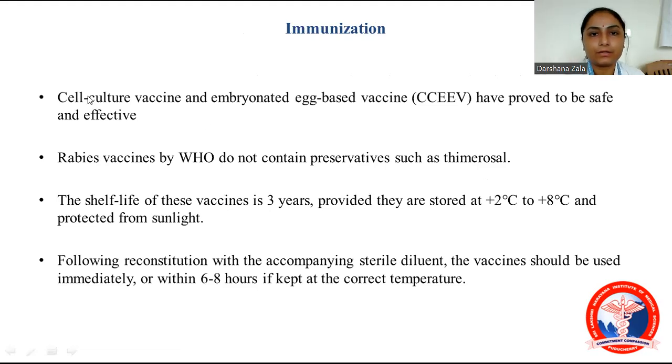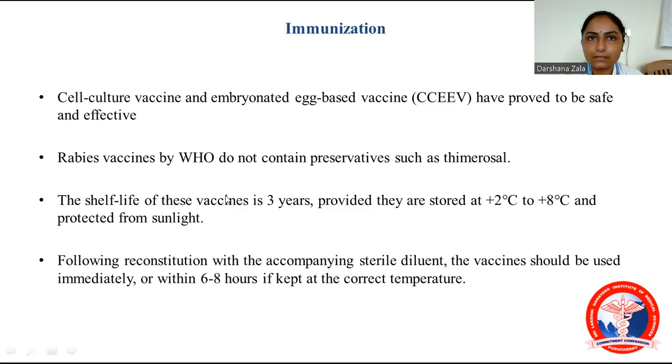The most important part is the immunization. We use CCEEV vaccine in rabies. What is that? It is cell culture and embryonated egg-based vaccine. It is most effective and safe in terms of prevention of disease. Rabies vaccine by WHO does not contain any preservative. The shelf life of this vaccine is 3 years, provided it is stored in a cold chain system at a temperature of 2 to 8 degrees Celsius, and it should be protected from sunlight.